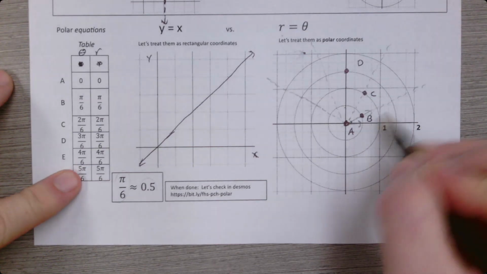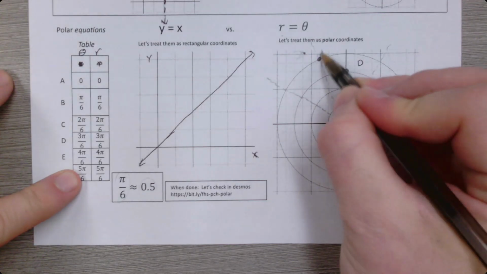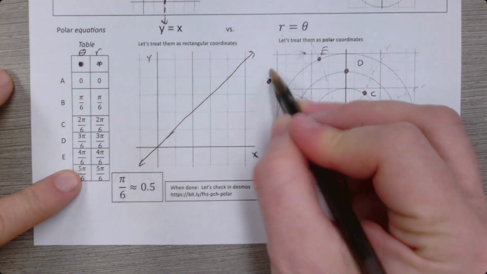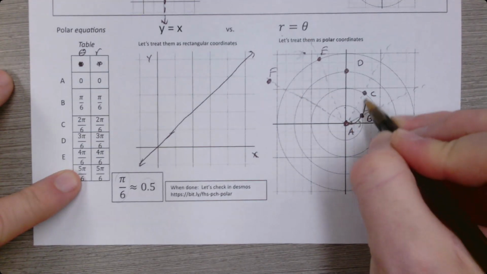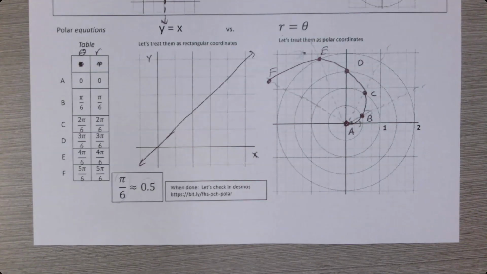For E, it's 4 and 4. And for F, it's 5, and it's a little off the graph. F is kind of over here at 5. Okay, so if we imagine now connecting all the dots, they appear to be making a spiral pattern.